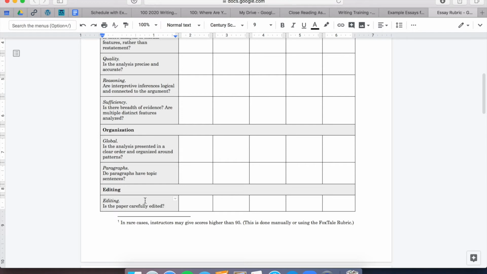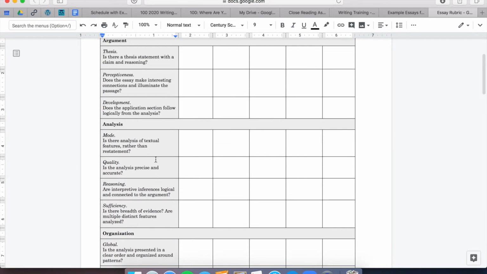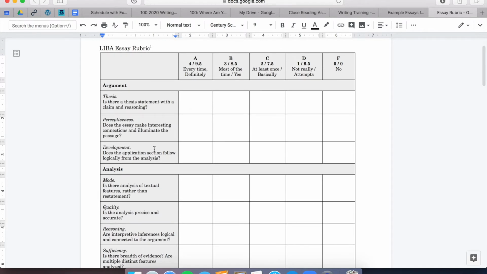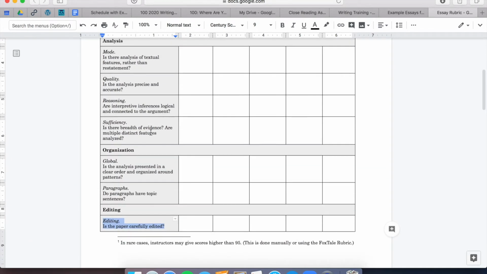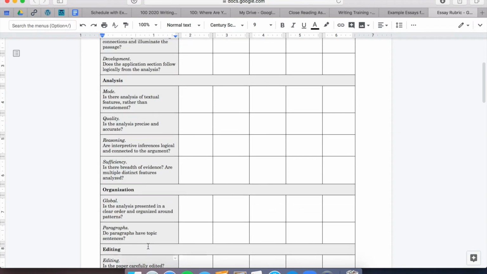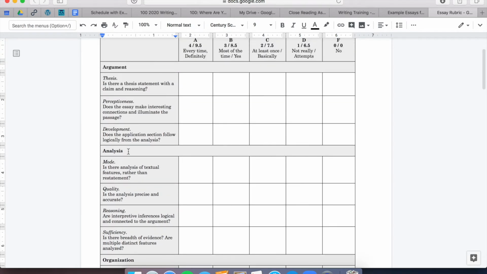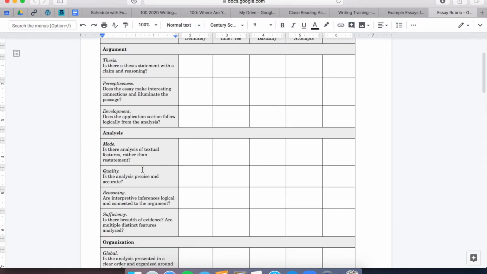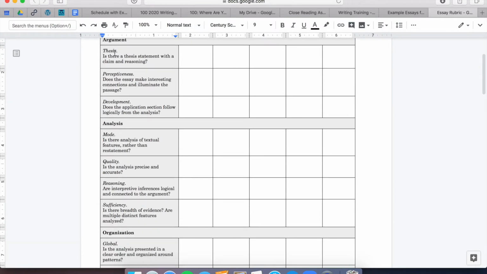And it's something we want them to think about, but in the big scheme of things, to be completely transparent and honest, it is not as heavily weighted. It's important for them to edit, but what's way more important, looking at the overall emphasis on this rubric, is that their argument is strong and their analysis is solid.